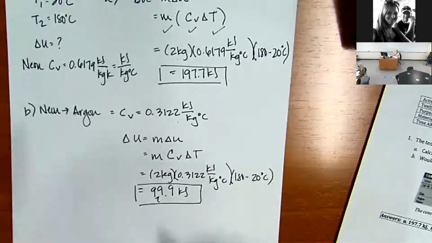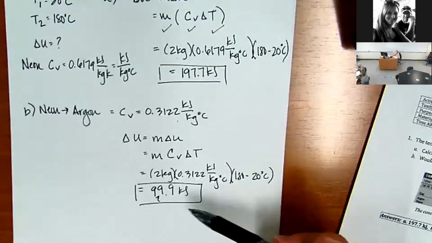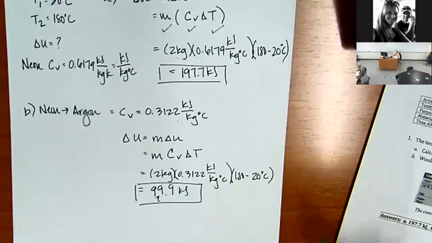Which makes sense because it's about half. So you could have right off the bat looked at your C sub V, said it's about half, that's the only thing changing. My answer is going to be about half, it's going to be about 100. And that logic makes sense.